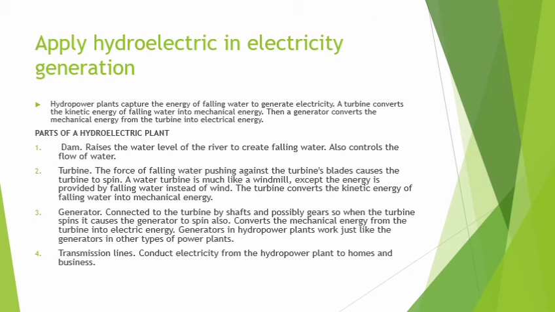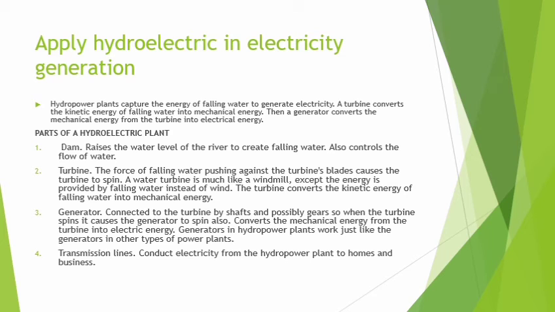Apply hydroelectric in electricity generation. Hydropower plants capture the energy of falling water to generate electricity. A turbine converts the kinetic energy of falling water into mechanical energy. Then, a generator converts the mechanical energy from the turbine into electrical energy.